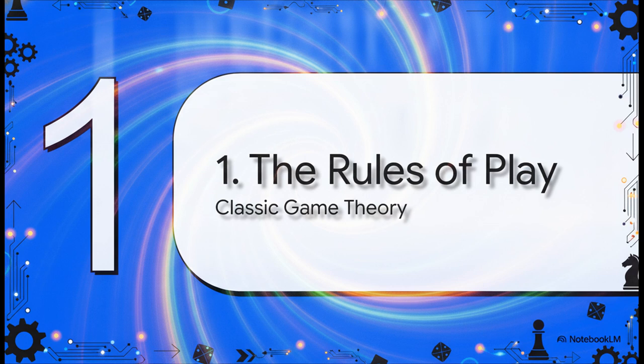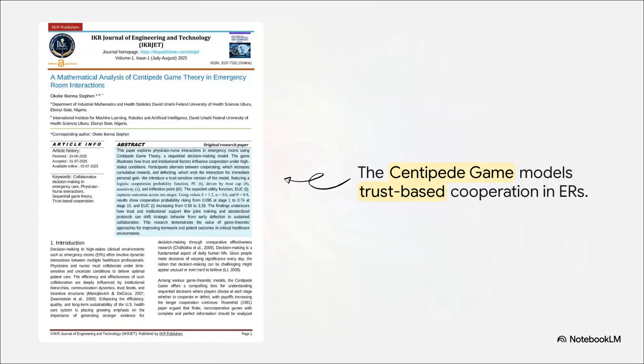All right, Section 1. The rules of play. So to really get where we're going, we first have to understand the basic rules of play. Classic game theory, that was developed back in the mid-20th century to analyze how rational people make strategic decisions when they have competing goals. It was all about predicting outcomes.